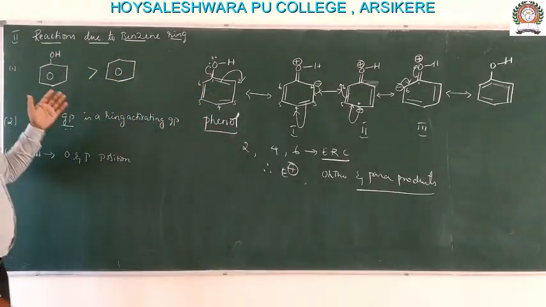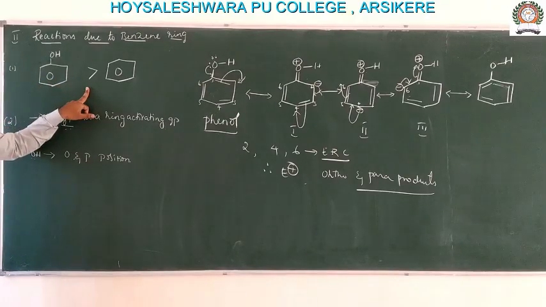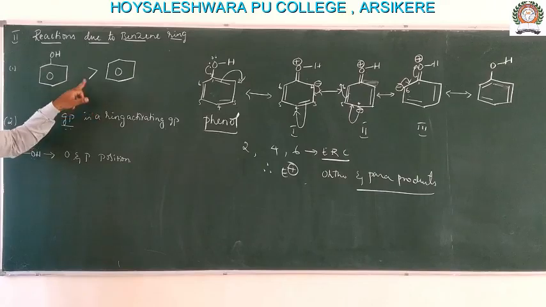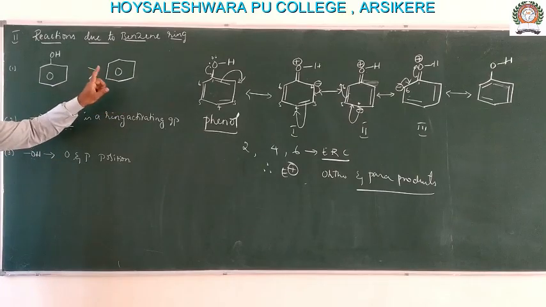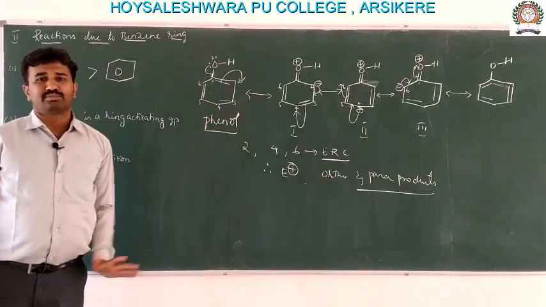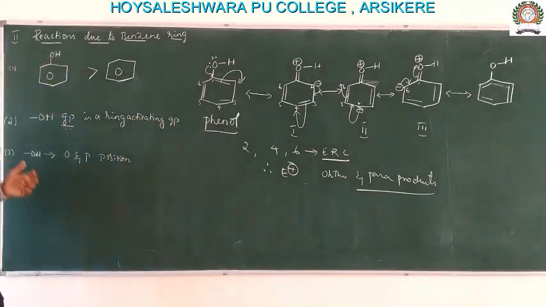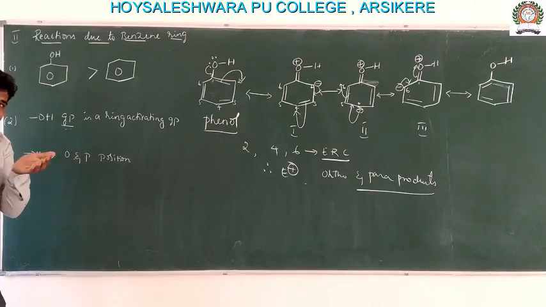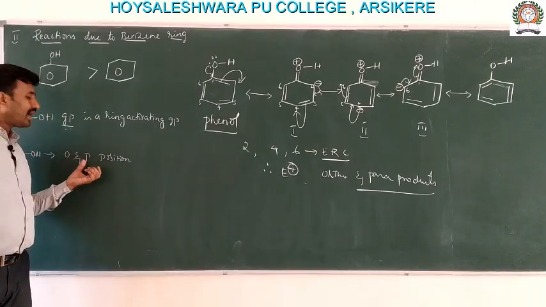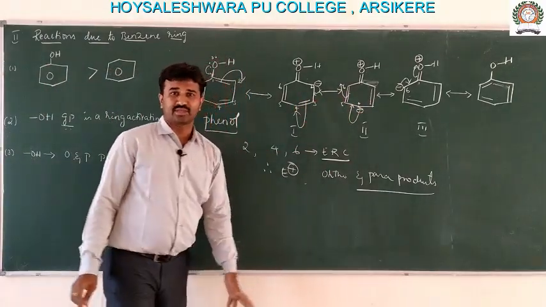Okay, so therefore, for reactions due to the benzene ring, we have to remember these points. Phenol is more reactive towards electrophilic substitution reaction compared to benzene, because the OH group is a ring activating group, as we have discussed. The OH group directs the incoming electrophile to the ortho and para positions. This is because of these resonance structures.